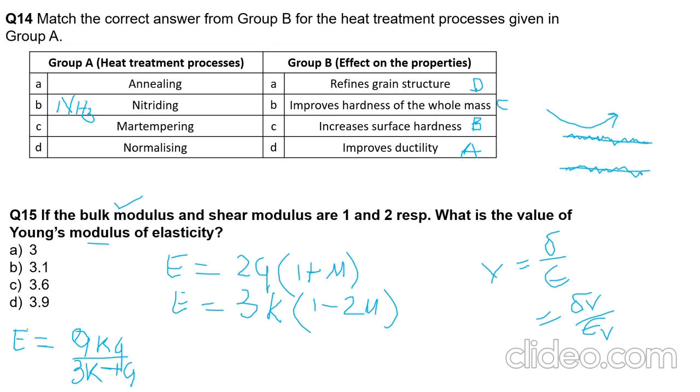So you have to find the value of E. K is your bulk modulus, which is given as 1. Your G, which is the shear modulus, is also given as 2. So you just have to put the values. You have 9 multiplied by 1 multiplied by 2, divided by 3 times K, which is again 1, plus your G, which is 2. This is plus, right? Just correct it.